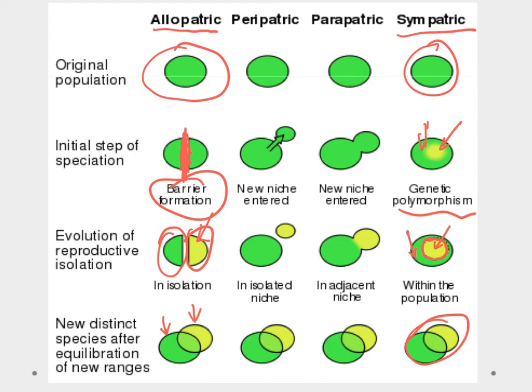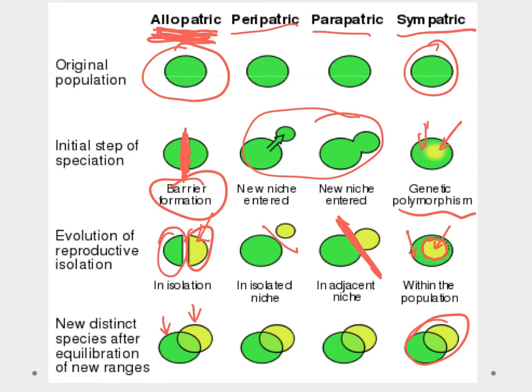Now, we can see some different ones here. Peripatric and parapatric, what we're looking at is going into a new niche, okay? And then it can either be isolated or not, becomes behavioral. Okay, so allopatric is going to be geographical separation. Sympatric will be more behavioral separation. And you can kind of see that it can be a little bit of the same as well.